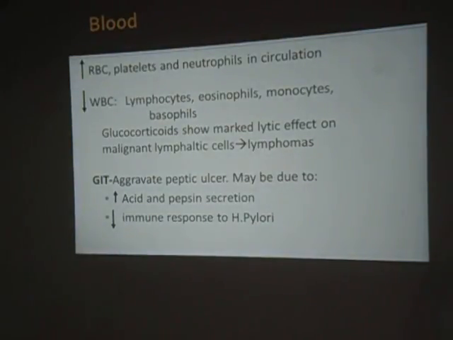So, in the blood, we saw that there is increase in the number of RBCs, platelets, and the neutrophils, but the WBC counts like lymphocytes, eosinophils, and monocytes are decreased. So, we are finding its use in leukemias, lymphomas. So, in the GIT, there is increased acid secretion, so it is a GI irritant. The prime effect of this glucocorticoid is decreased immune response, so H. pylori infection can flare up.